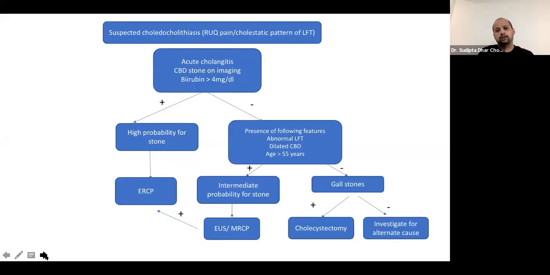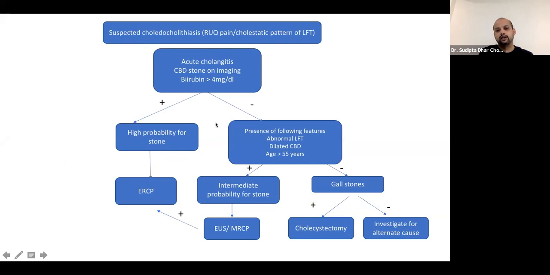So to summarize, when you investigate patients with suspected choledocholithiasis, especially individuals who have right upper quadrant pain and a cholestatic pattern of liver function test, if they have acute cholangitis, a CBD stone on imaging, or a bilirubin of more than 4 milligram per deciliter, then there is a high probability of a stone, and we can proceed straight on with an ERCP.